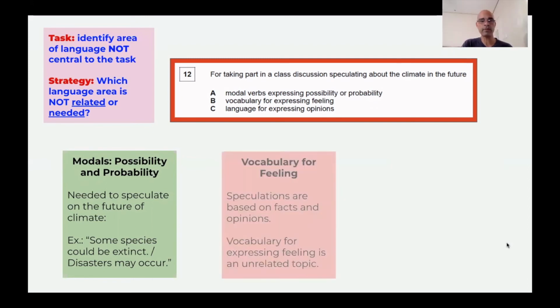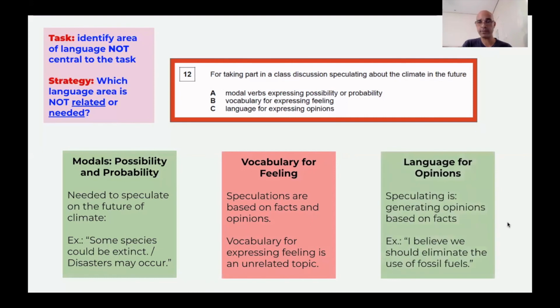What about vocabulary for feeling? Well, students are speculating, and speculations are based on facts and opinions, not on feelings. So this is not really central. So vocabulary for expressing feeling is almost unrelated. Students may later talk about how they feel about global warming or the climate. But that's not the goal of the task. That's not central to the task itself.